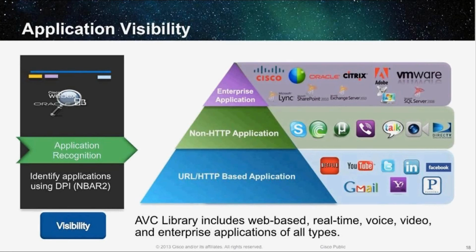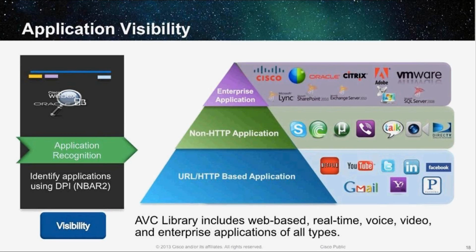So let's talk about application visibility. How do we identify applications using the deep packet engine? Now, you can roughly put all the applications in 3 different buckets, starting with the easiest one, which is just based on URL and HTTP, like Netflix, YouTube. Even though they work on HTTPS, they are URL based, so you can take out the URL and figure out what application this one is.